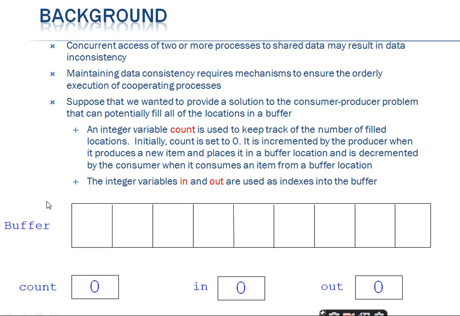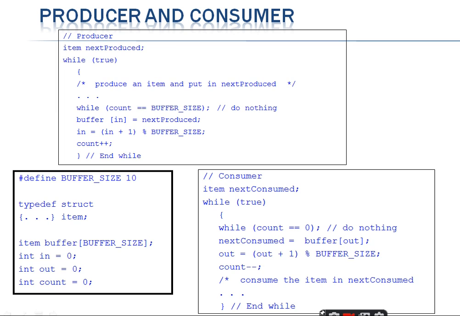The integer variables in and out are used as indices into the buffer. See here, other than count, we are using two more variables to indicate the indices into the buffer, in and out. Now here is the pseudocode for the producer-consumer problem that we are discussing right now.